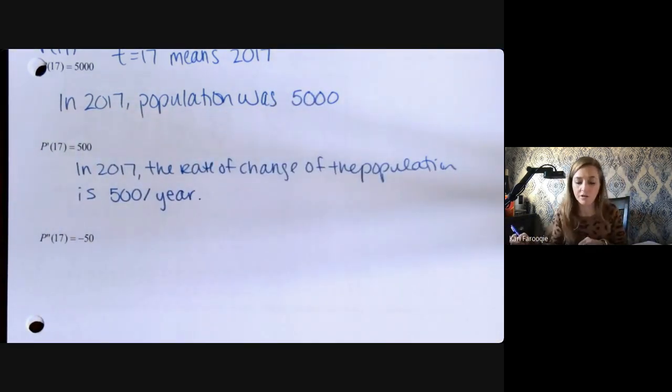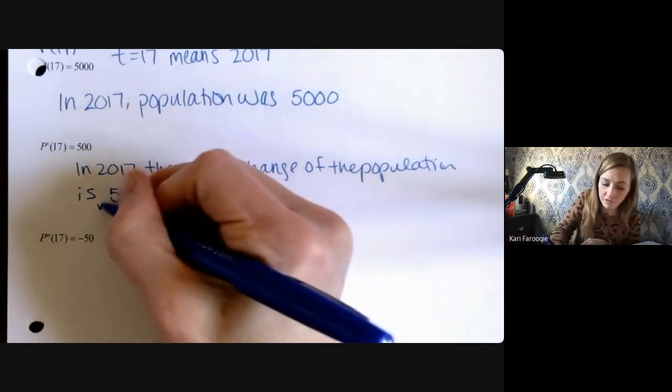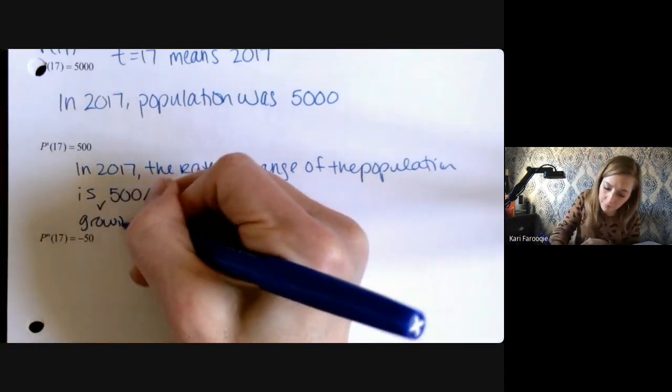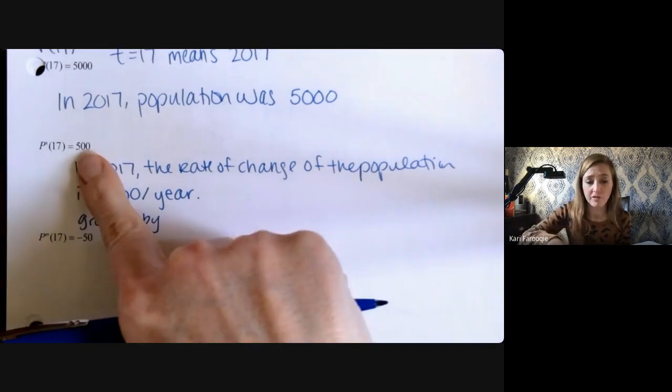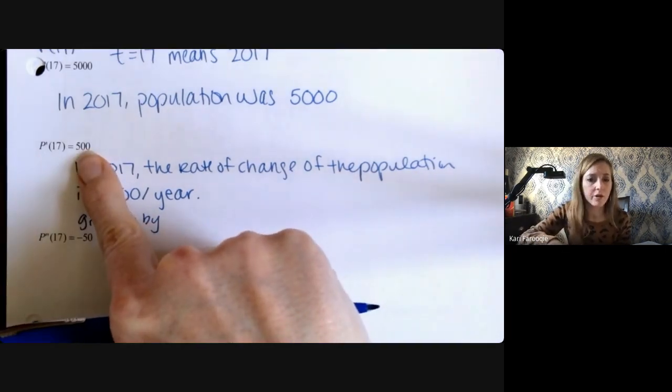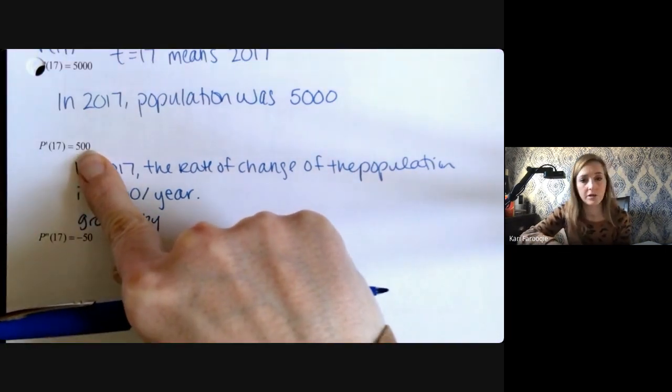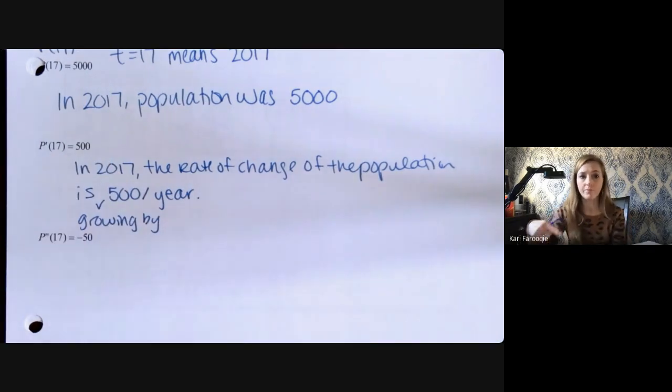And we would say that it's growing. So you could even say it's growing by 500 people per year, assuming it's people, just because the rate of change in this case is given to you as a positive value. Now, if the derivative was negative, that would mean that the population was decreasing. But in this case, the rate of change of the population is 500 per year. It's positive, so that means it's growing by that value.